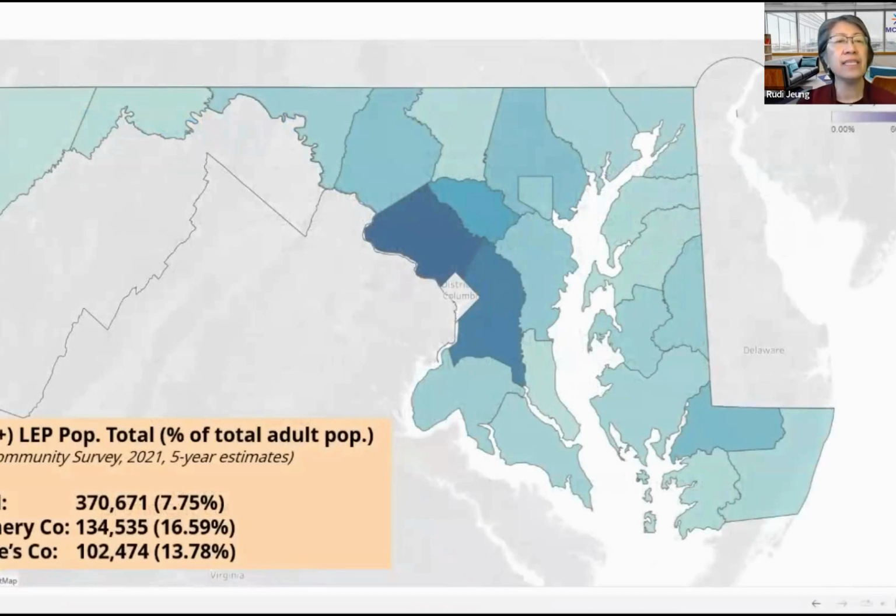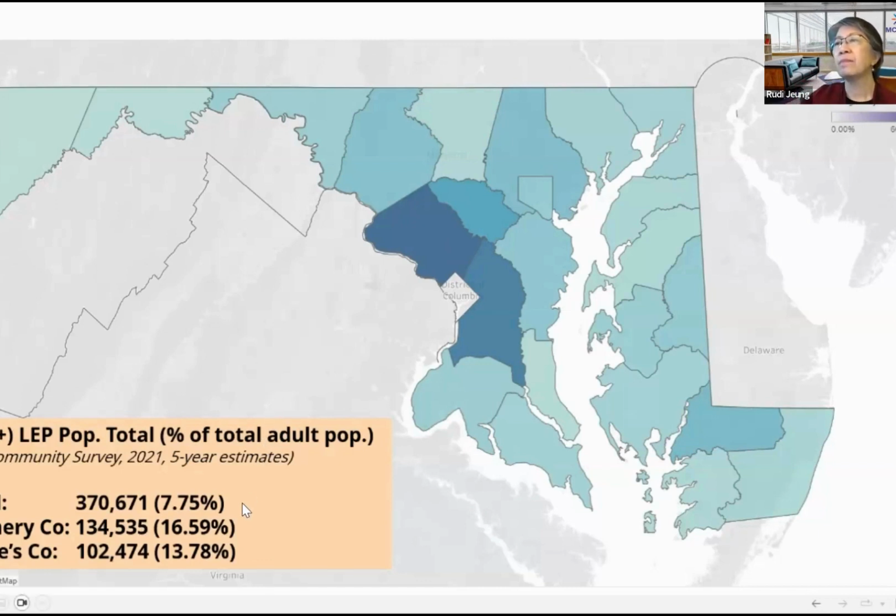In terms of Maryland, it's helpful to take a look at the map of the adult, by which I mean 18 and over, population who say that they speak English less than very well. In this map, you'll see the distribution of limited English proficient adults across the state. The darkest areas are the areas where the LEP population is densest. This information is from the American Community Survey of the US Census, the most recent estimates.